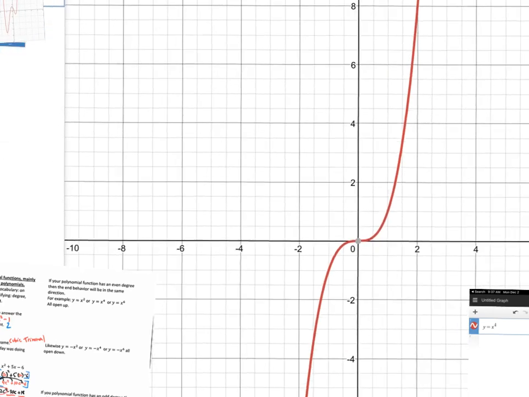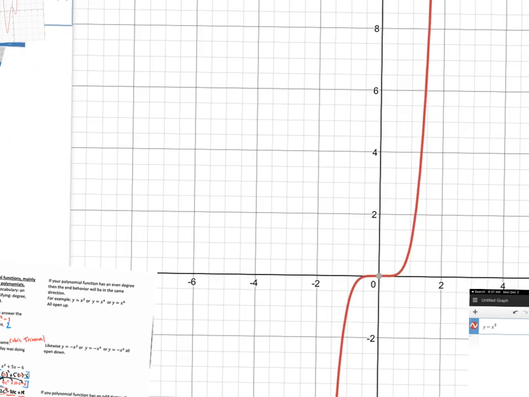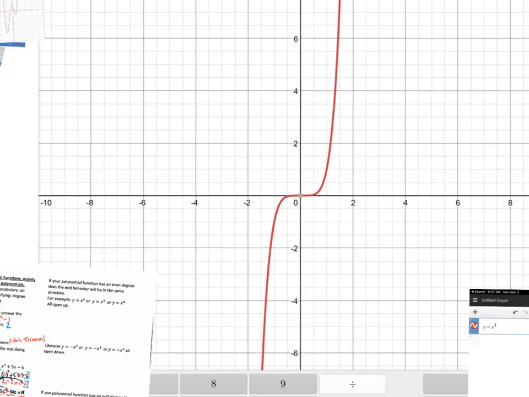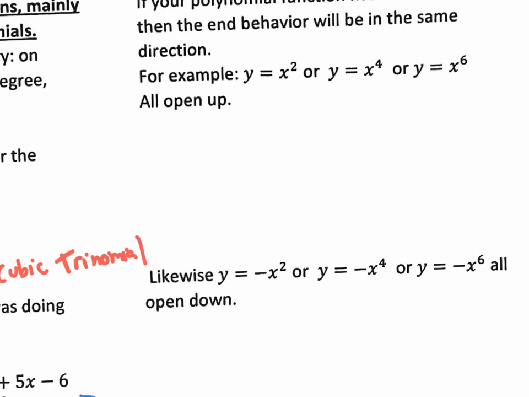Y equals x to the third, we already graphed that. We already talked about that. Y equals x to the fifth. You see, it looks the same as y equals x to the third, but if you were to throw in other values like y equals x to the fifth, plus 2x to the fourth, minus 3x to the third and other stuff like that, then it would just change the middle part, but the end behavior would still be up here and down here. Okay, so let's go back to our notes, and let's write down right here.